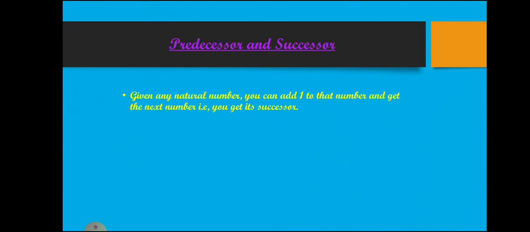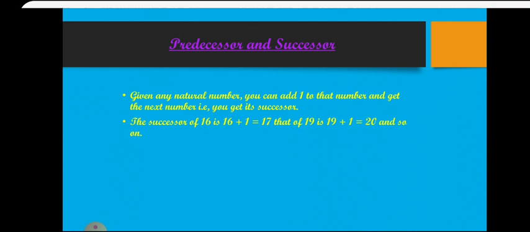Now if we take any natural number, the number obtained by adding 1 to it is called its successor. Given any natural number, you can add 1 to that number and get the next number, that is, you get its successor. Means after 1 is 2, so the successor of 1 is 2, and after 2 comes 3, so the successor of 2 is 3. Then the successor of 16 is 16 plus 1 equals 17. That of 19 is 19 plus 1 equals 20, and so on.